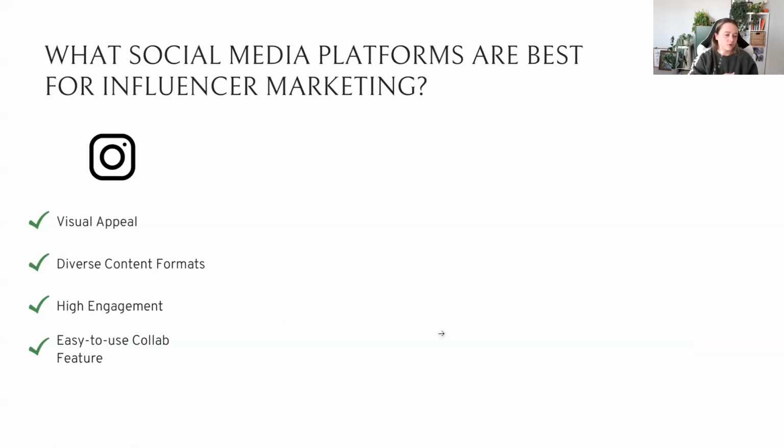So what social media platforms are best for influencer marketing? Top one is Instagram, and I'm sure we're not really surprised with that one. A few points: it's visually appealing, definitely a very visual platform. It has diverse content formats, from posts to stories, reels, carousels, lives, all of that kind of stuff. Super high engagement, because there are a lot of comments. It's very fast paced, and it has an easy to use collab feature.